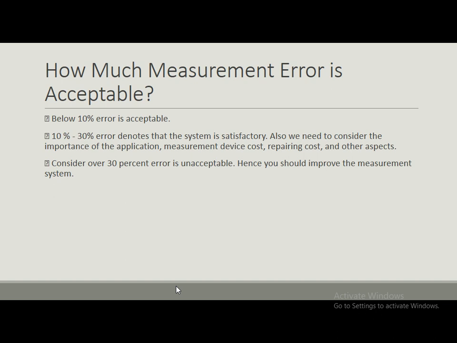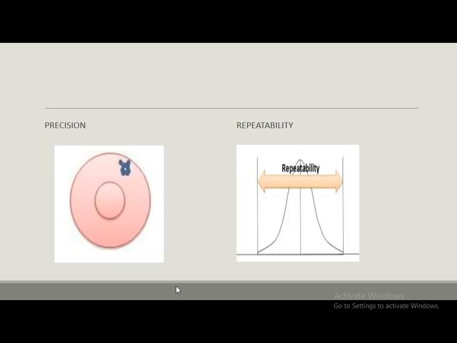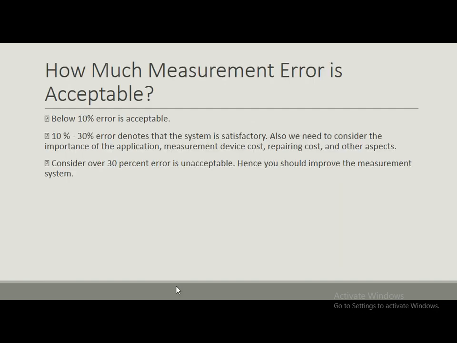Apart from that, we have reproducibility. Reproducibility is the variance in the average of the measurements accomplished by various individuals by means of similar tools while measuring the same characteristics on an identical portion. Alternately, it is the amount of variation observed during the measurement by various individuals on the same portion by means of an instrument.